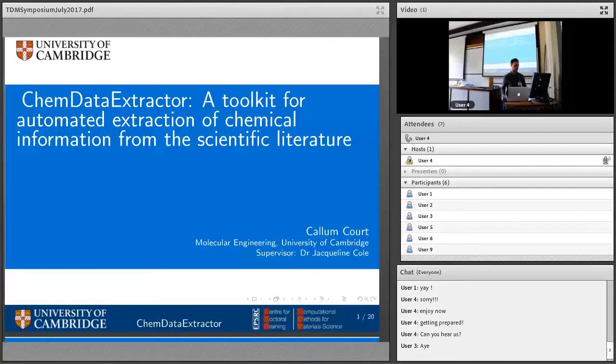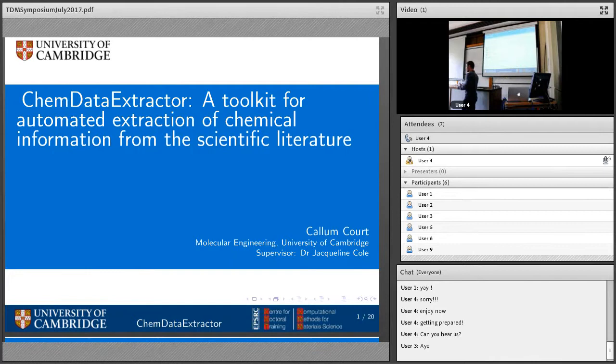My name's Callum Court, and I'm a PhD student here at the University of Cambridge in the Department of Physics with Molecular Engineering. And I'm going to talk today about ChemDataExtractor, which is a toolkit for automatically extracting chemical records from scientific documents for the purpose of generating databases of materials properties in a completely automated way.